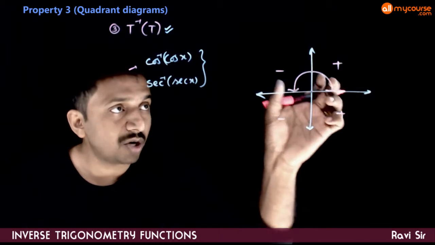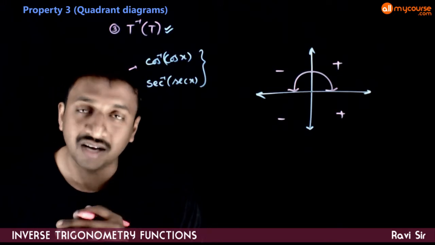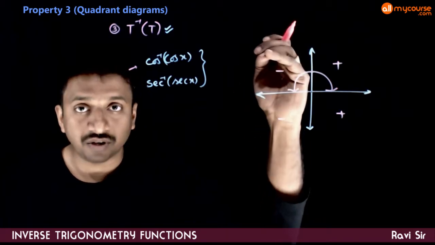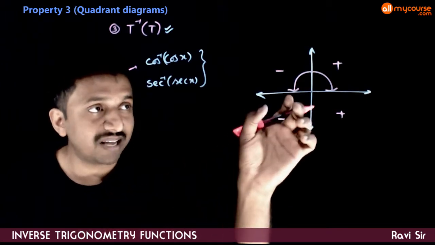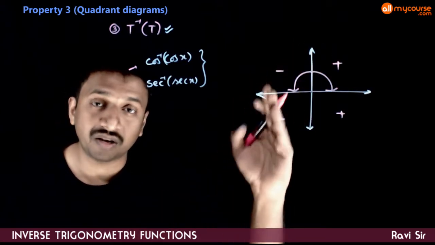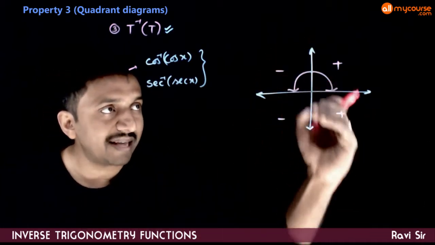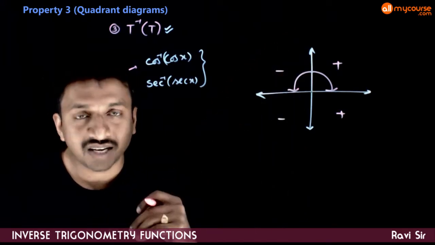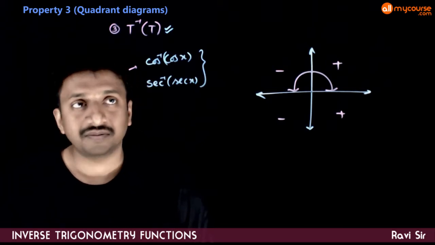Now, if the ray stops within the range, so you don't need to reflect it, you just need to measure the angle in the standard convention. If the ray stops in these two quadrants, minus has to be transferred to minus, plus has to be transferred to plus. We are dealing with reflection about x-axis now. For sine inverse and cosecant inverse, we dealt with reflection about y-axis. For cos inverse and secant inverse, the reflection is about x-axis. So what you just need to remember is, negatives have to go to the negative side, positives have to go to the positive side. Now, let us take some examples.